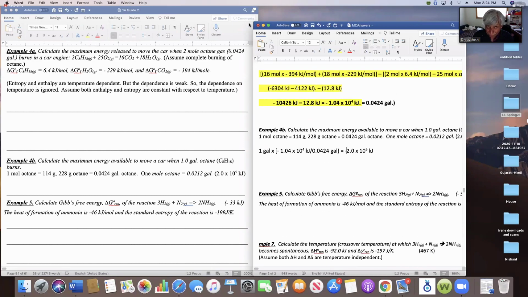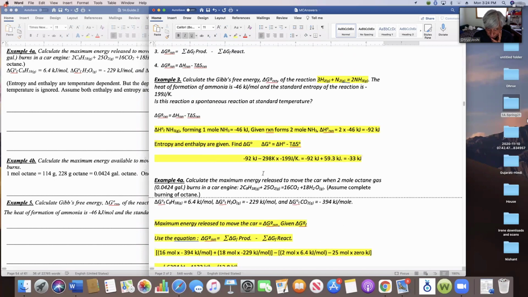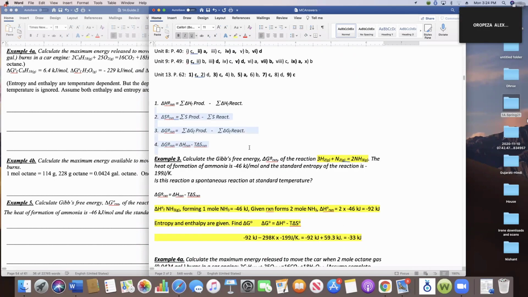Example 5. Calculate the Gibbs free energy of this reaction. The heat of formation is given and the standard enthalpy of reaction is given. Which equation are we going to use? That's the question. Out of these 4 equations, which equation are we going to use? 1, 2, 3, or 4?